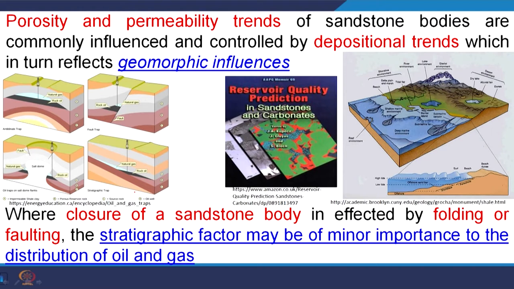Because we know this porosity, we are talking about deltas. In deltas, depending upon the distribution of geomorphic processes like distributaries, levees, delta front, prodelta, and the upper deltaic plain and lower deltaic plain, the porosity and the sorting, or the grain size distribution, of a sandstone body changes. Where a closure exists, if the sandstone body is affected by folding or faulting, the stratigraphic factor may be of minor importance, because it is structurally controlled, faulted and folded. So the structure plays the major role rather than stratigraphy there.